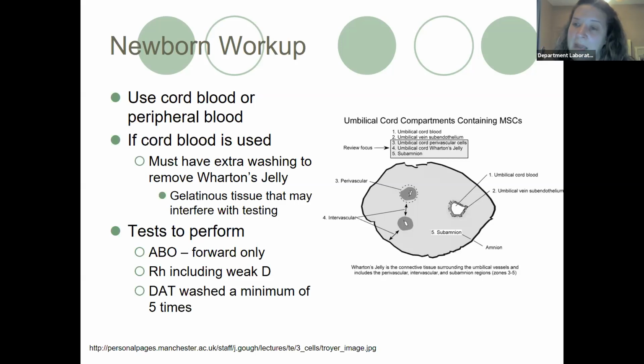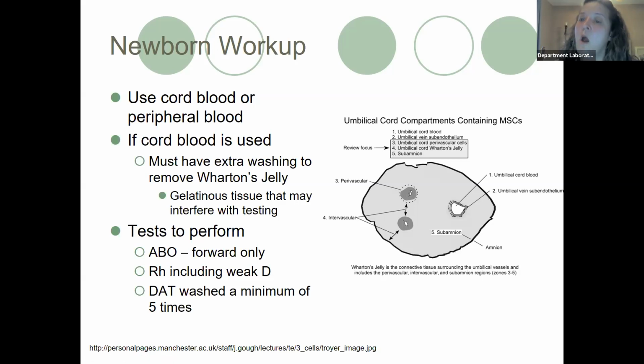So, and on babies anyway, we only do the forward typing. Okay, so we're only doing our ABO RH. That ABO does not contain your reverse typing, the A cells and B cells, again, because these babies have not built those antibodies. So your back type is going to be negative. And so when you receive that cord blood or your peripheral blood, after washing that cord blood a series of 4 to 8 times, we'll do our ABO, like I mentioned, forward typing only. We will do our RH to include weak D testing.